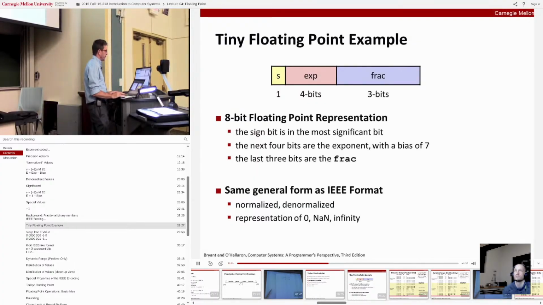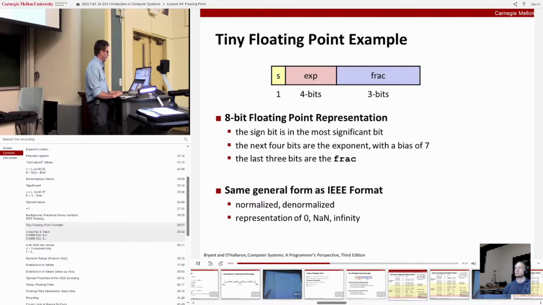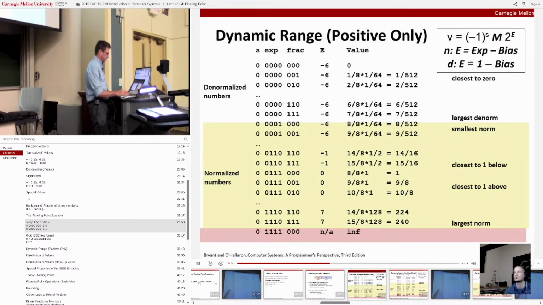Similar thing for floating point. I would really encourage you to do this. Just try some simple examples with a small number of exp and frac bits. So in this case, we're going to look at a floating point system based on IEEE that has 4 exp bits and 3 frac bits. As always, the sign bit is the most significant bit, followed by exp, followed by frac.